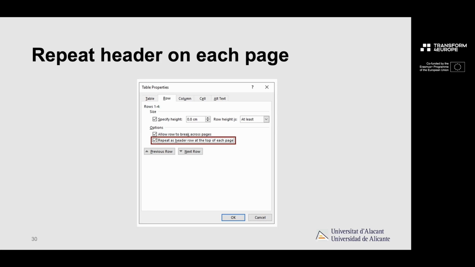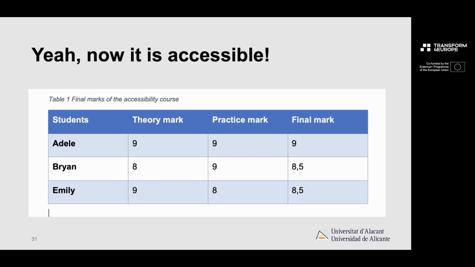First, select the entire table and click with the right mouse button. In the menu, we will select Table Properties. In the Row tab, we mark the option Repeat as header row at the top of each page. So now our table is accessible. Why? Because now the table has a title that describes its purpose, and the cells are not combined, and all the cells are full.